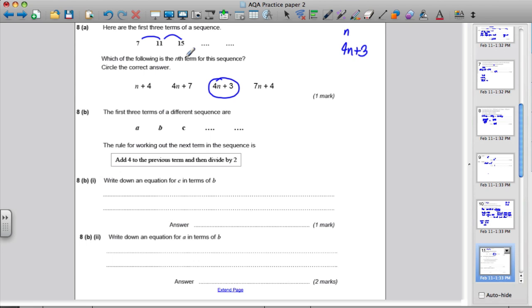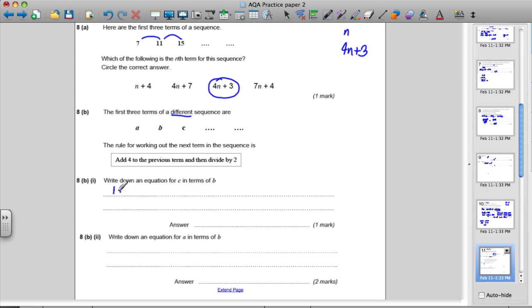Another way of doing it is just checking that this works. Put 1 in and you get 7, put 2 in you get 11, put 3 in you get 15. That's definitely the nth term of the sequence. 8b. The first 3 terms of a different sequence are a, b and c. The rule for working out the next term in the sequence is to add 4 to the previous term and divide by 2. Write down an equation for c in terms of b.